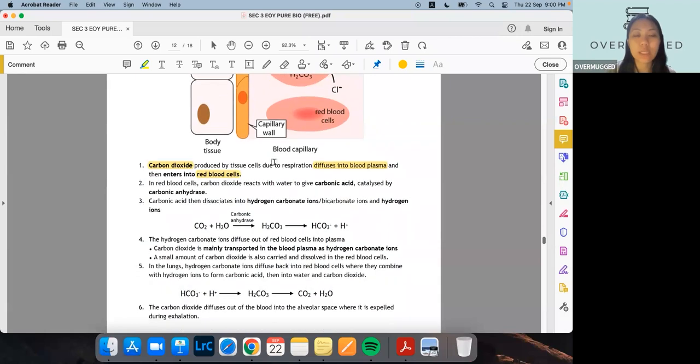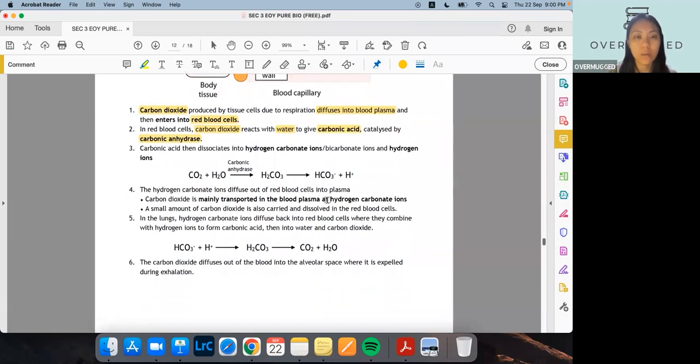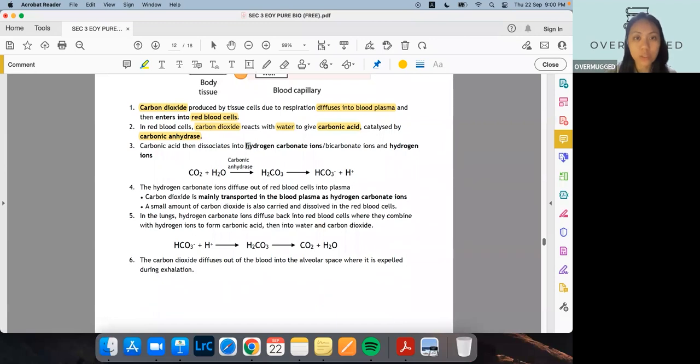And then in the red blood cell, there's this thing called carbonic anhydrase. It's an enzyme. It ends with ASE, that's your hint whether or not it's an enzyme. It catalyzes the reaction where carbon dioxide reacts with water and gives carbonic acid. And then this carbonic acid will dissociate into hydrogen carbonate ion.